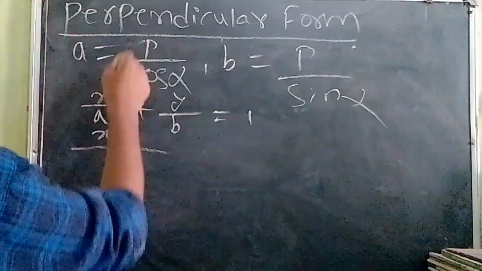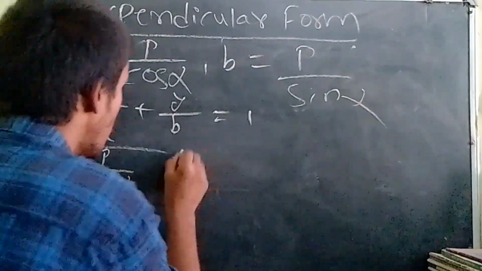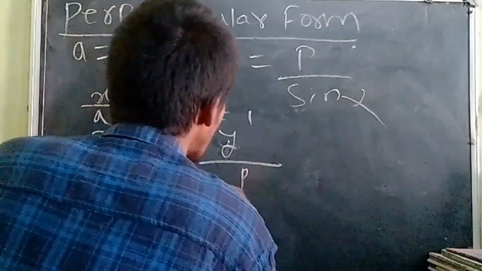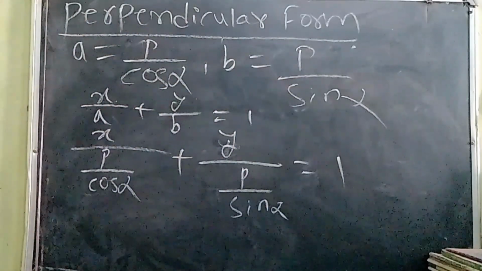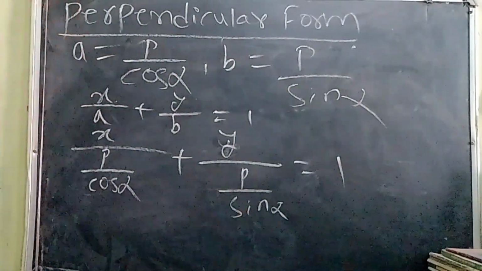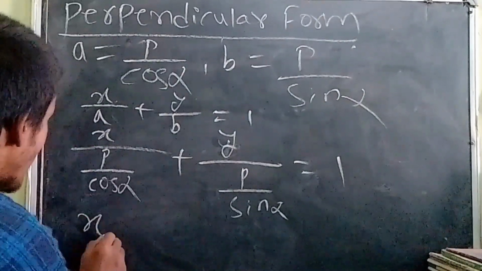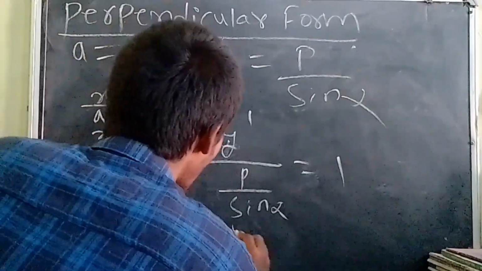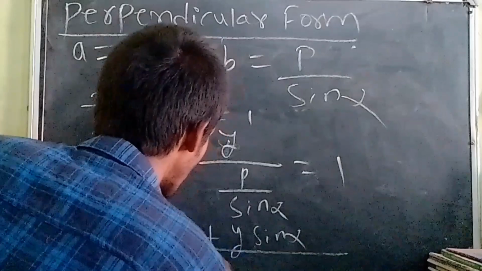So what is A here? This thing is A, p over cosine alpha. What is B here? Everybody agrees till here that this is going to be this thing, alpha. Now this cosine will go above here. This will turn out to be x times cosine alpha. This will be y times sine alpha. And all divided by p.